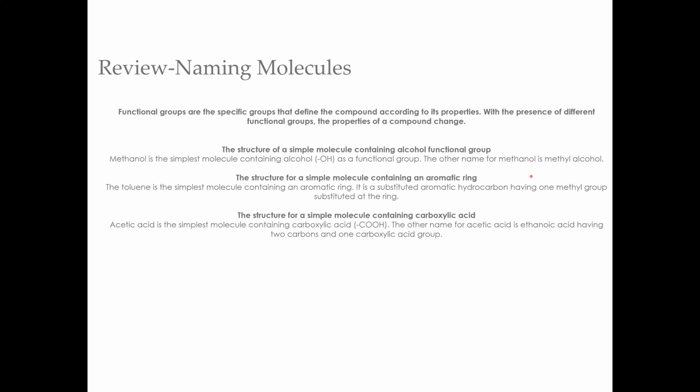And the structure for a simple molecule that has carboxylic acid, well, acetic acid is the simplest molecule that has that. So it has the carbon, double oxygen, hydrogen. And we also call this acetic acid. It's because it'll have two carbons and one carboxylic acid group.